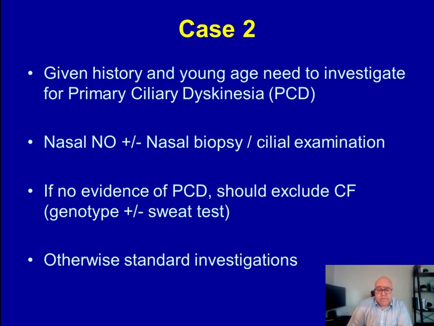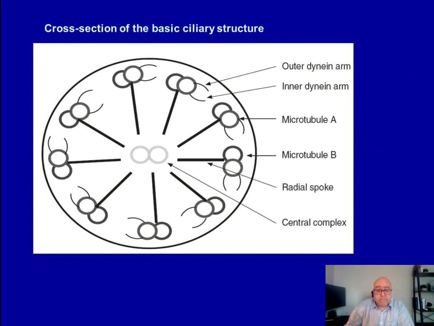If that proves to be negative, in other words, there's no evidence of PCD, then we should be thinking about other genetic causes, and clearly cystic fibrosis is the other common condition. Otherwise, we embark on our standard investigation protocol as well if we didn't find anything from our genetic analysis. But clearly from this story, it really does sound like this patient has PCD.